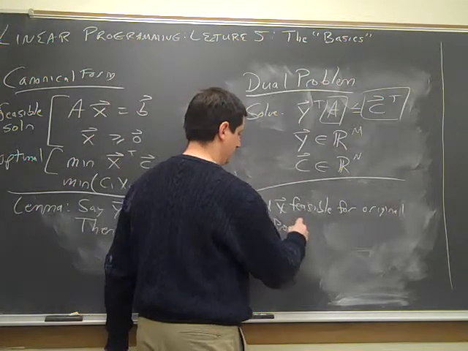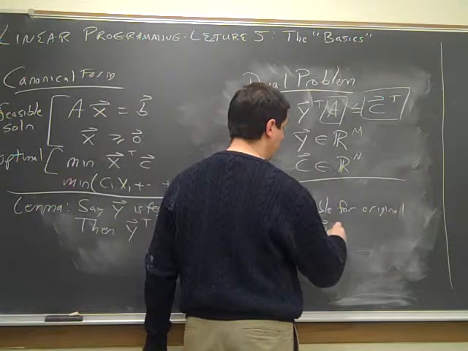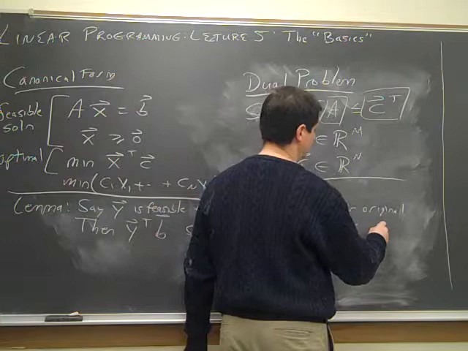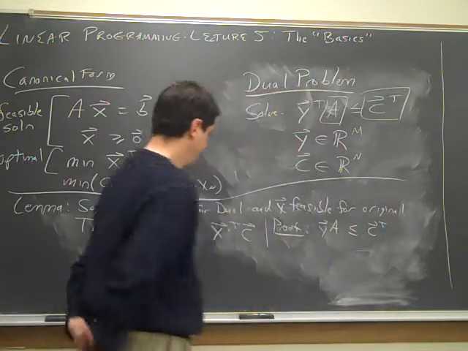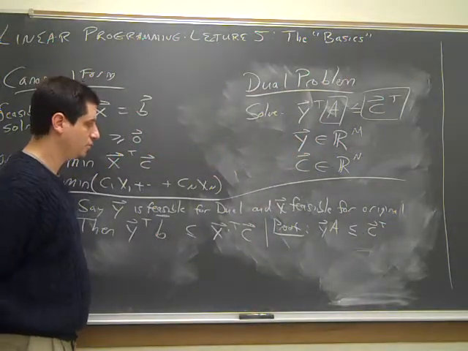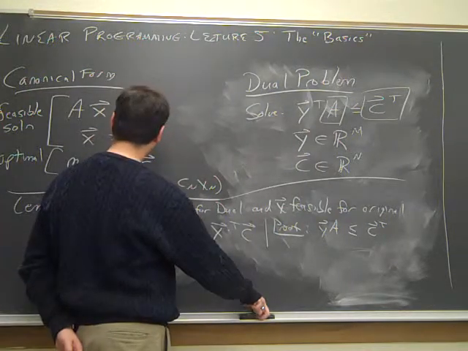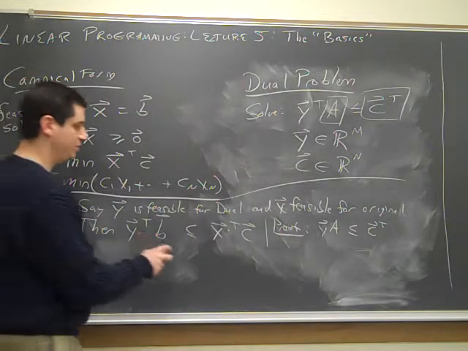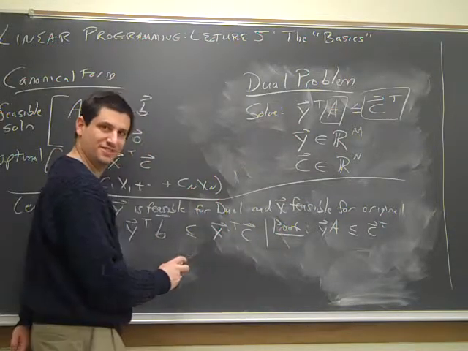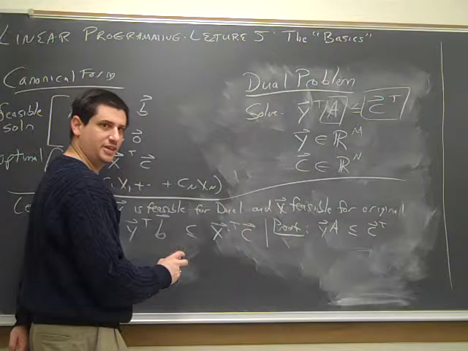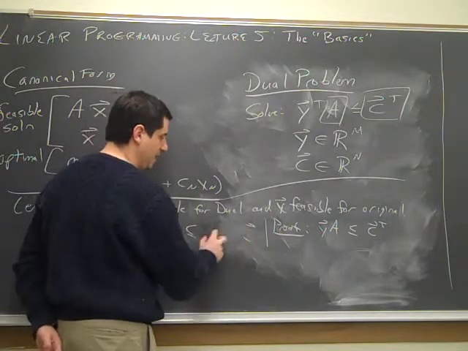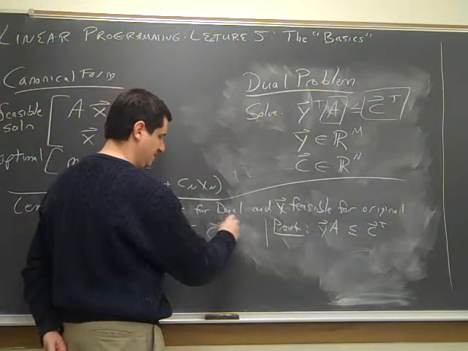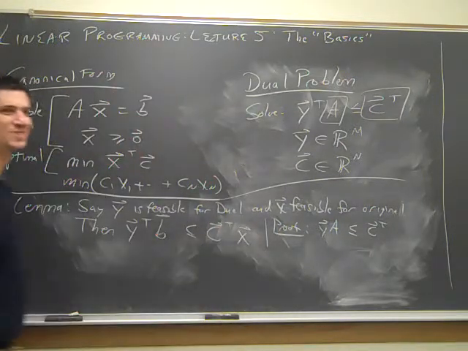So, proof. We know Y transpose A is less than or equal to C transpose. What I'm going to do is rewrite this in a more illuminating way. Rather than writing it as X transpose C, what's an equivalent way of writing this? X transpose C is the same as C transpose X.